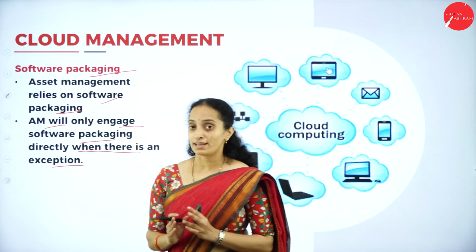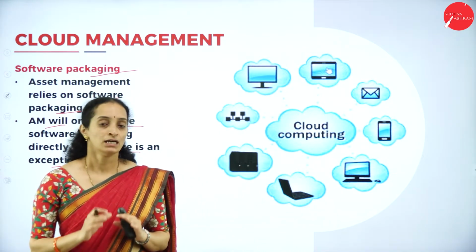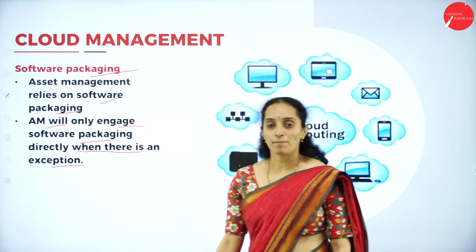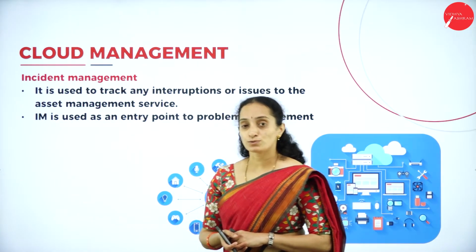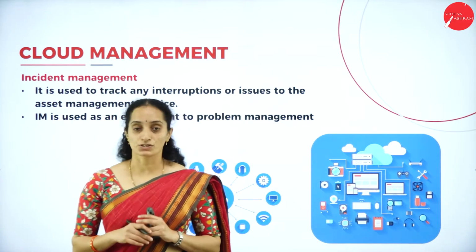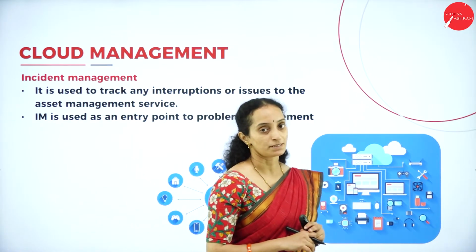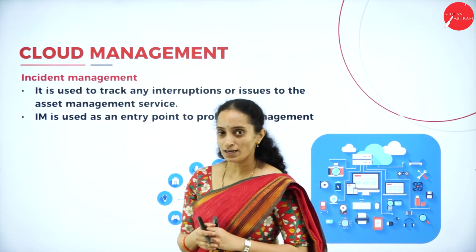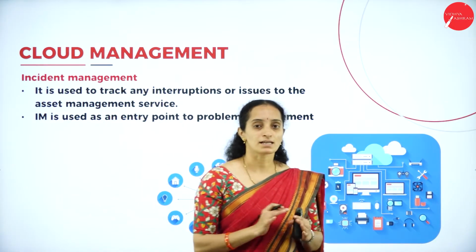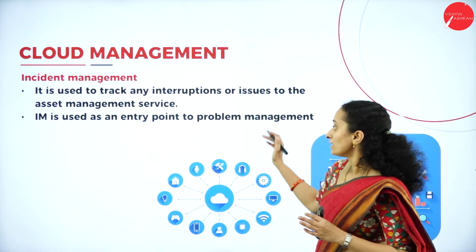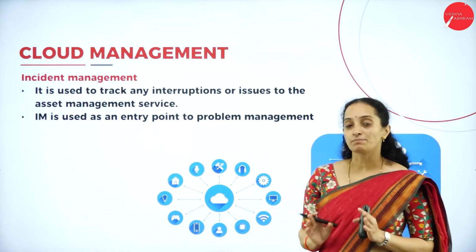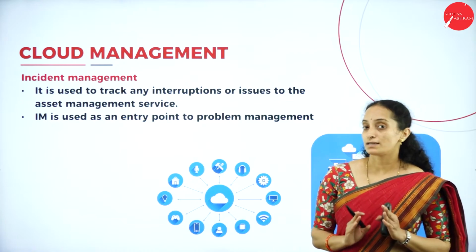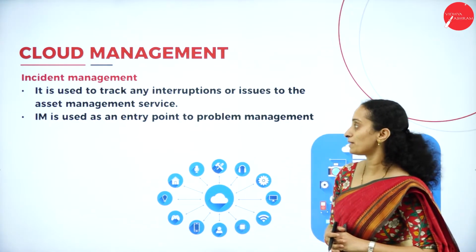When it exclusively needs the software packaging, then only it uses the facility of the software packaging. So, incident management can be used whenever there is a situation of problem management. Here the business is as usual, which means it is an incident. Business is running normally. In such a case, you have to make the asset management service available and you have to track the interruption that can happen in this asset management service.